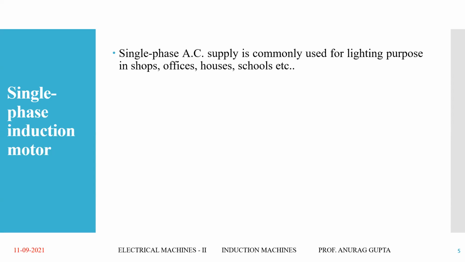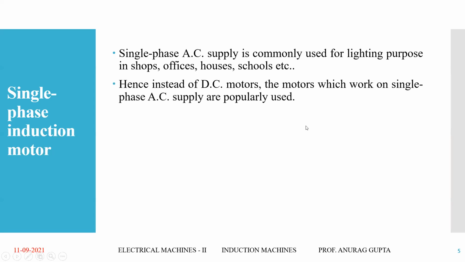Single phase AC supply is commonly used for lighting purposes in shops, offices, houses, schools, etc. Hence, instead of DC motors, motors which work on single phase supply are popularly used. Why are these popular? Because most of the appliances we use are AC appliances, not DC appliances. That's why these motors are very popular.